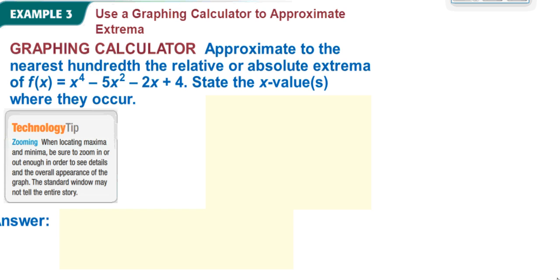So we used our graphing calculator before. We're going to do that again. I have this one set up because I'd like to go a little bit more quickly through this particular problem. And this is what it says. Approximate to the nearest hundredth the relative or absolute extrema of f of x equals x to the fourth minus 5x squared minus 2x plus 4. And then you're going to state the x values where they occur. As a matter of fact, we will state them as ordered pairs.